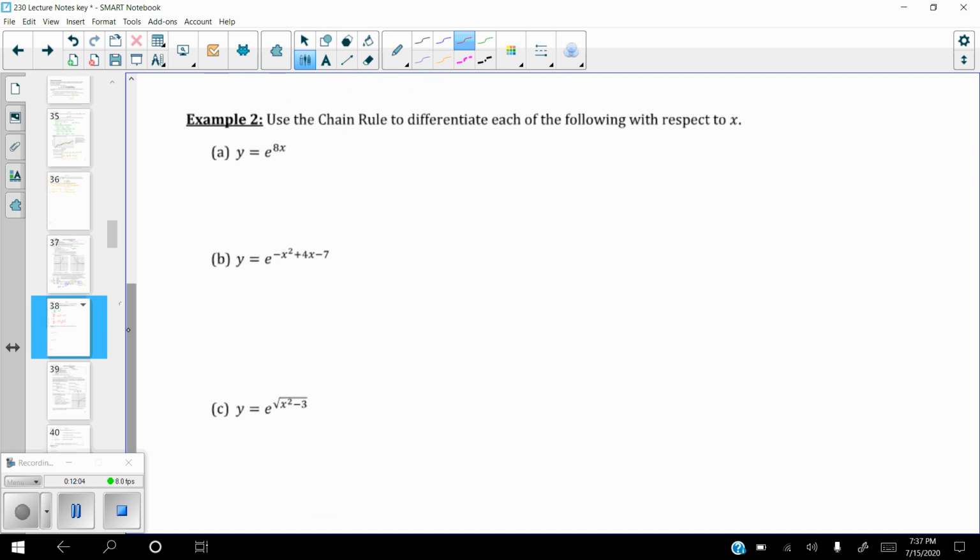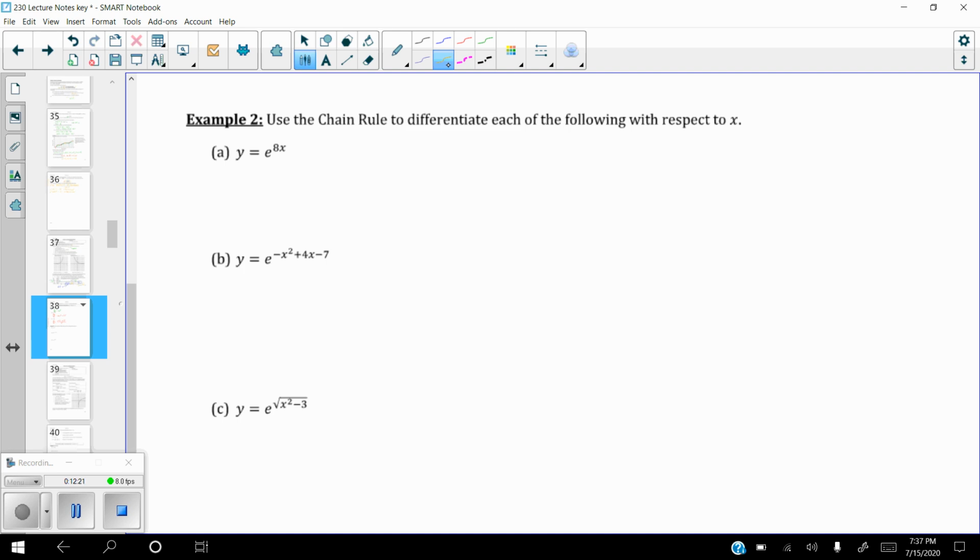All right, let's put this together now into a chain rule. Notice that what we have here in all of these, your exponent is something other than just x. So what we've done is we've actually replaced the x with another function. So this is a composite function, which means that we have to apply the chain rule.